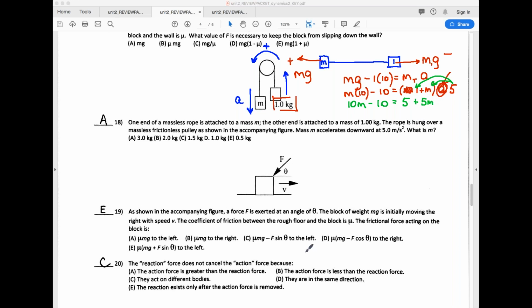Then I'm going to group my like terms. I'll subtract 5m from both sides, so I get positive 5m on the left. I'll add 10 to both sides, so I get 15 over here, and m is equal to 3. So that's my approach and solution to that Atwood's machine question number 18.